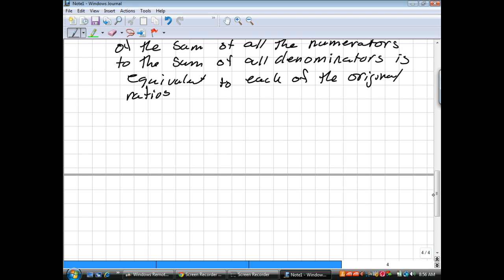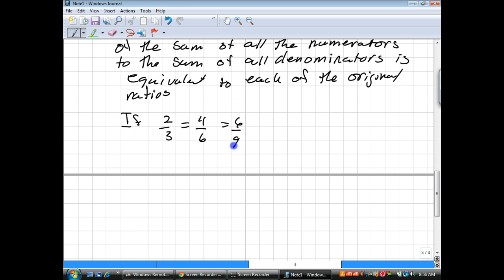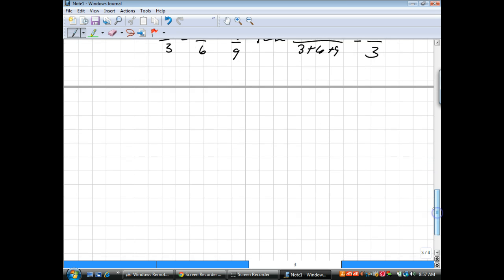So here's what it's talking about. If I have the extended ratio 2 is to 3, as 4 is to 6, as 6 is to 9, then 2 plus 4 plus 6 over 3 plus 6 plus 9, when it's reduced, still equals 2 over 3. Okay? All right. So let's look at some examples.